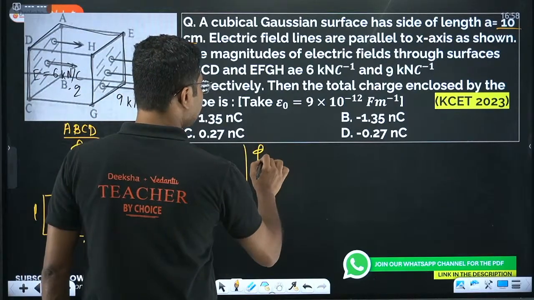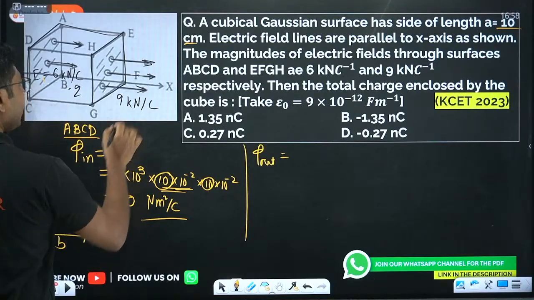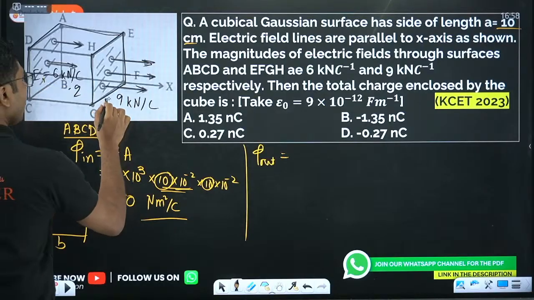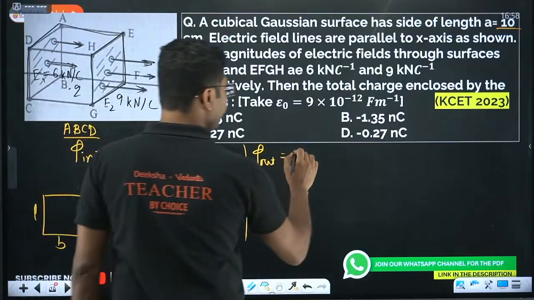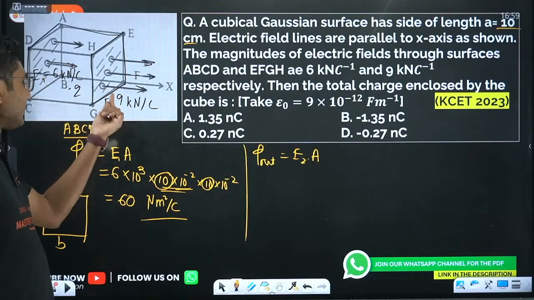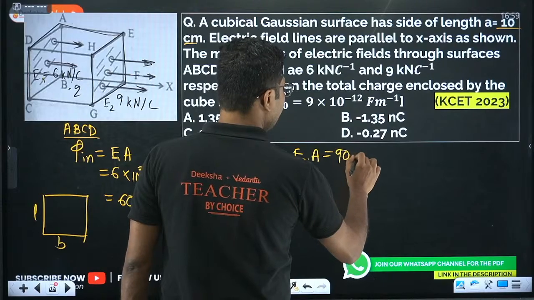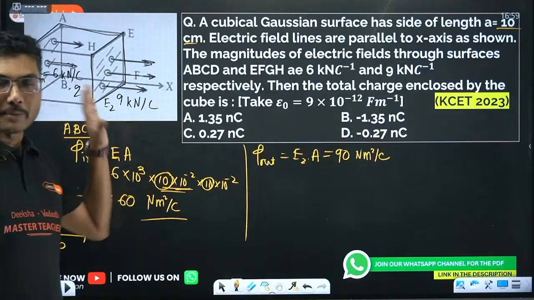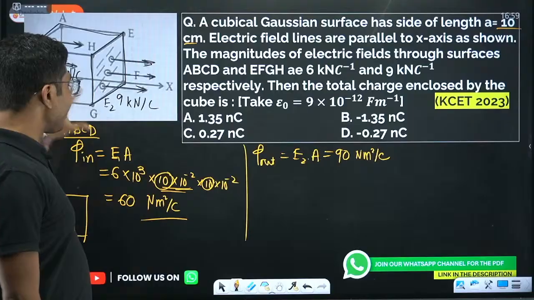Similarly, outgoing flux. So this was E1, and this is E2. E2 is the outgoing field, so outgoing flux will be E2 into area. Area will remain the same. If you just change the 6 with 9, you will get the outgoing flux, which will be 90 Newton meter square per coulomb. You don't need to do any calculation. This is the smart trick that you have to apply. As soon as you have solved for 1, you remember this was 6 kilonewton, I got 60.